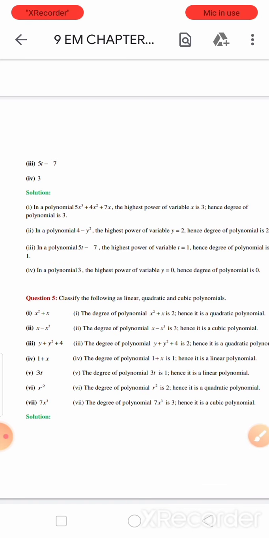Here we complete our exercise sum. So you have to make a notebook, note all the examples and exercise sums and practice them, and then in the next part we study about the zeros of a polynomial and solve the sums.